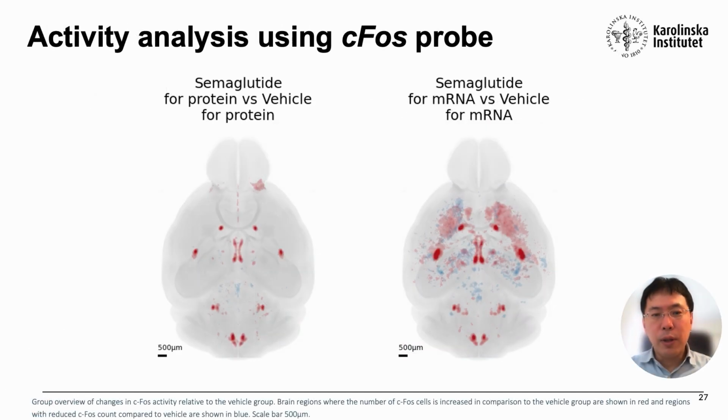This example shows the application of TRISCO for analyzing brain activity following semaglutide treatment. Semaglutide is a GLP-1 agonist used for the treatment of type 2 diabetes and as a long-term anti-obesity medication. We compared the c-Fos protein, on the left side, and the c-Fos messenger RNA staining, on the right side, 2 hours after semaglutide administration. As you can see here, the activation sites of c-Fos, shown in red, are consistent across the whole brain in both protein and messenger RNA signal.